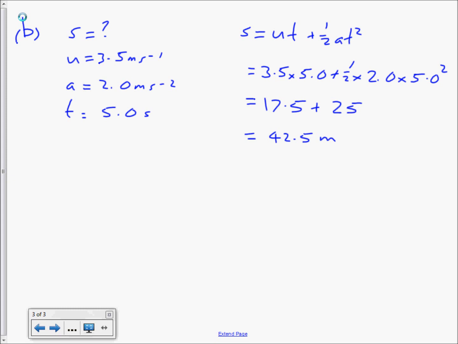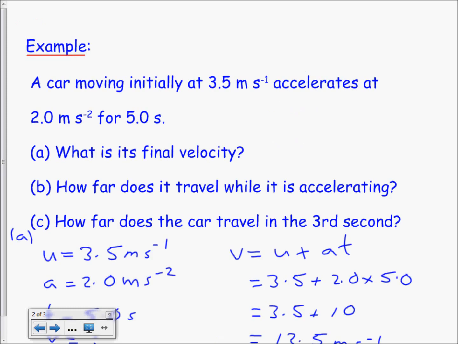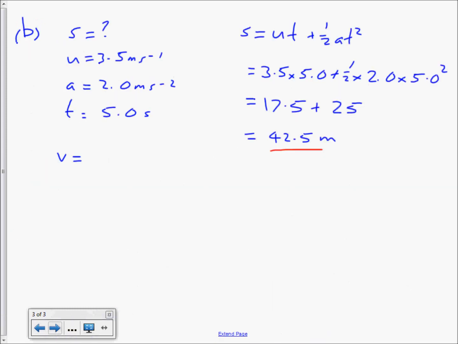Now that's not the only way of solving this problem. Once you get partway through a problem and get some numbers to work with, there are other ways of doing it as well. Remember, we had worked out the final velocity to be, what was it now? Trying to think back, 13.5 was it? Let me just go back and check. Final velocity was 13.5 meters per second. Yep, sorry. Okay, so we've also got that piece of information.